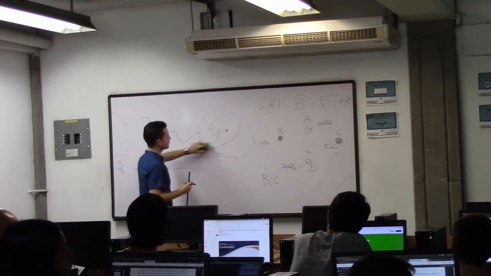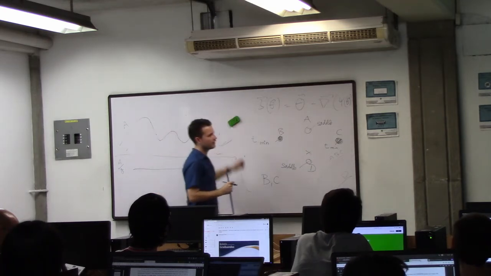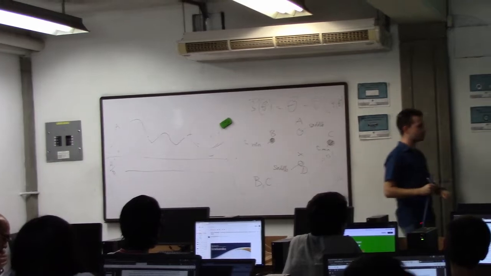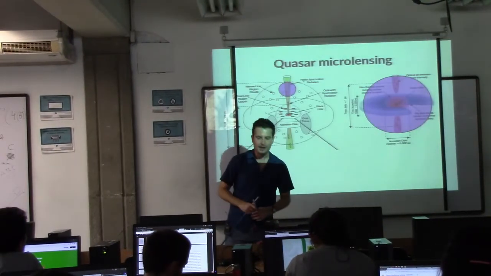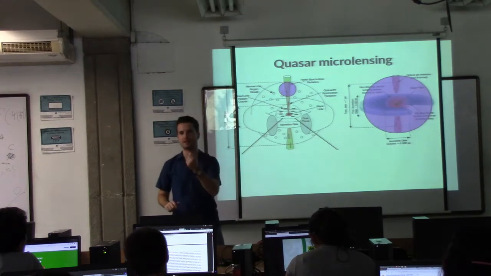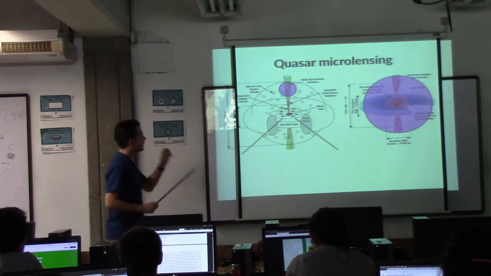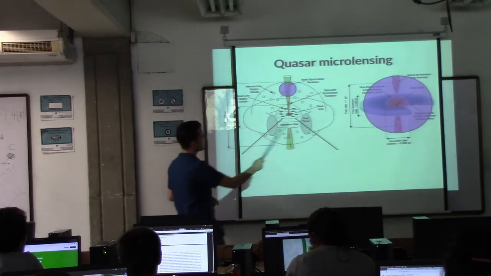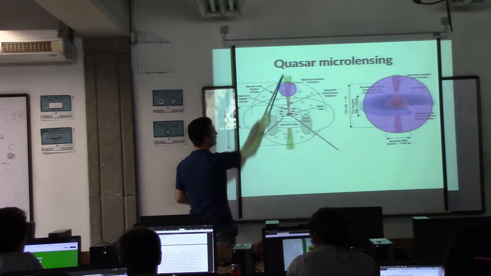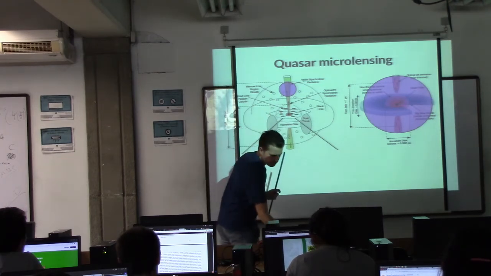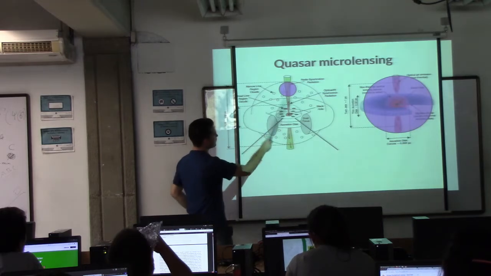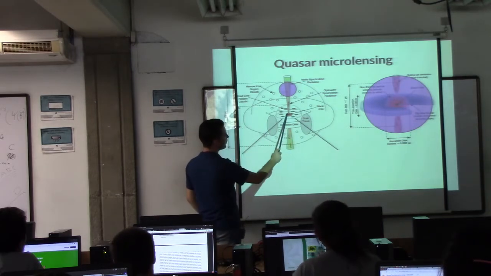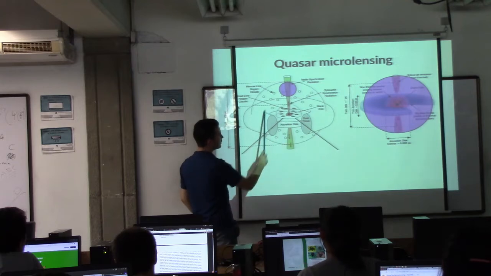But what if our source is the inner part of the quasar, and the inner part of the quasar is tiny? So this is a diagram of a quasar. Here you have a jet. Here you have the dusty torus, black hole in the center, accretion disk around it.